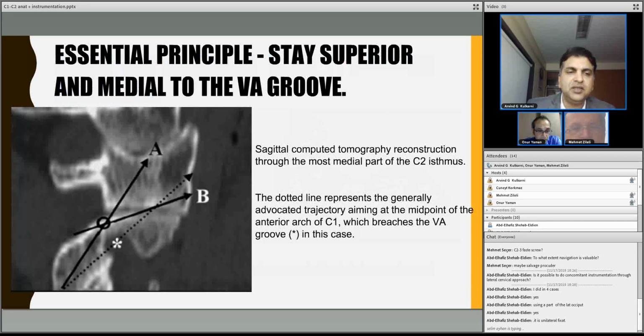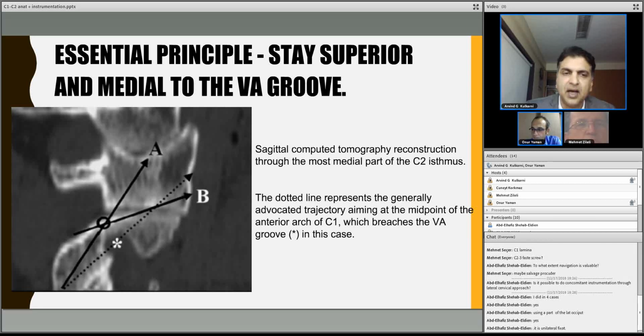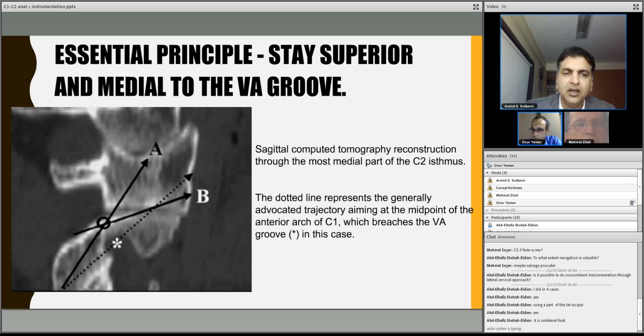So in such a situation, the trajectory of the screw should be such that it just skirts through the posterior cortex of the isthmus of the pars and into C1 without transgressing this particular groove here for the vertebral artery.